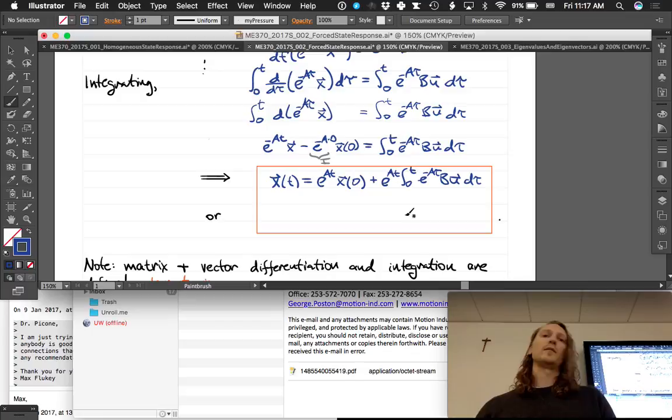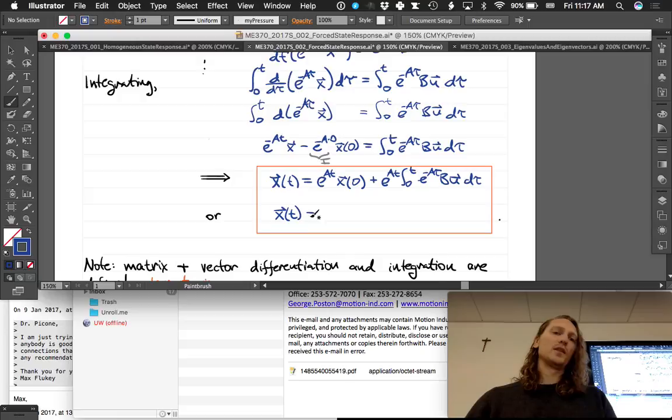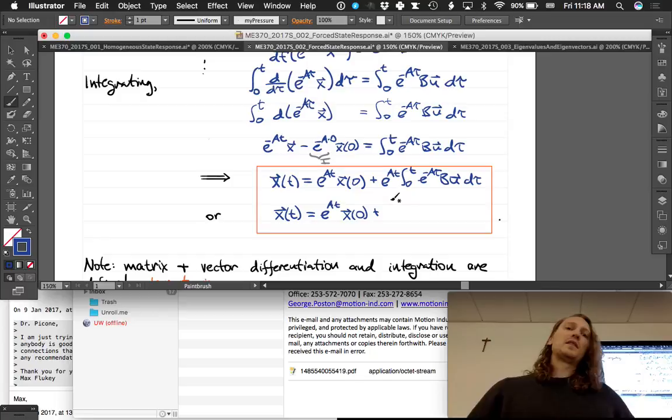Okay, now this can be simplified. There's one more step that we can simplify this, so I will do that. These are two forms that you'll see, so I wrote both forms. So the first term is the same, e to the at x of 0 plus, and then what we're going to do is bring this e to the at inside the integral, which isn't really necessary to do, but it's often done for a specific reason that I'll mention after I write it down.